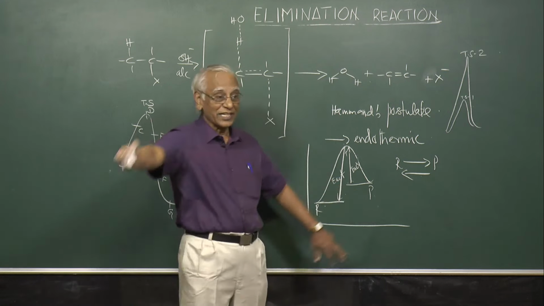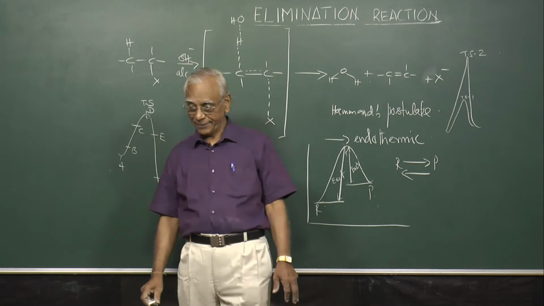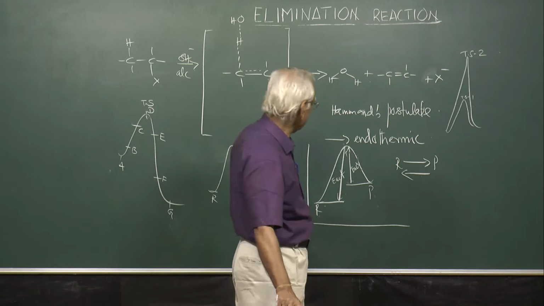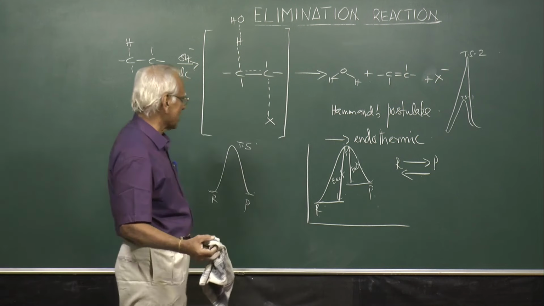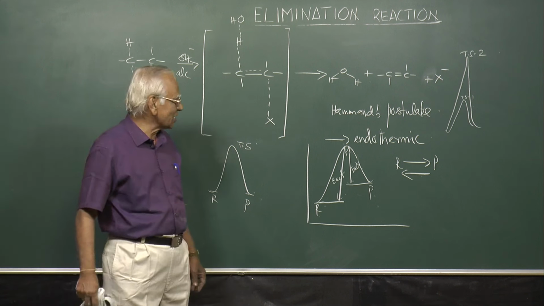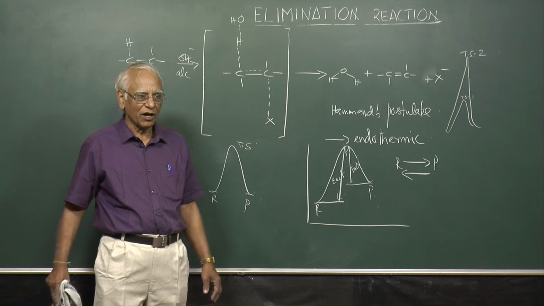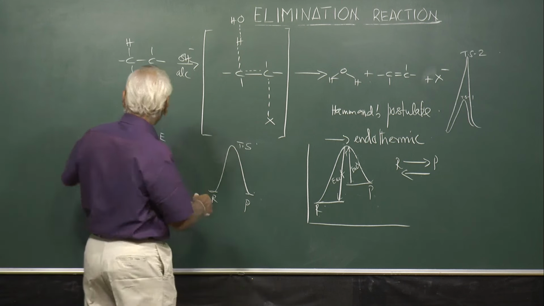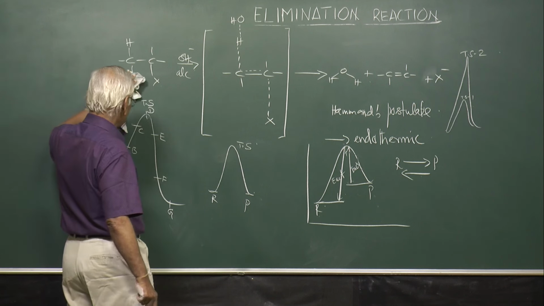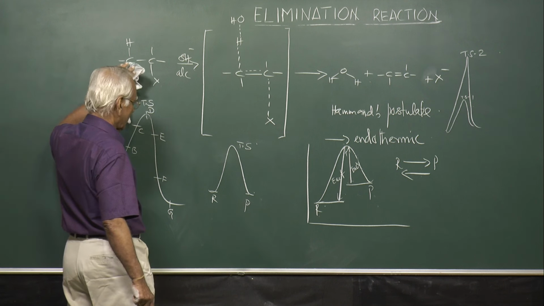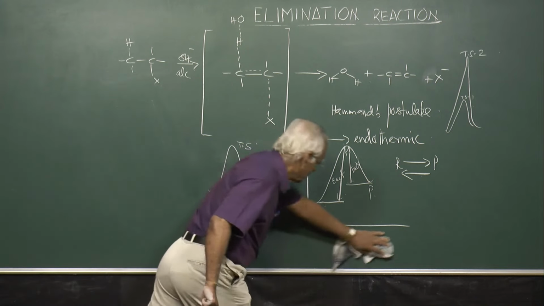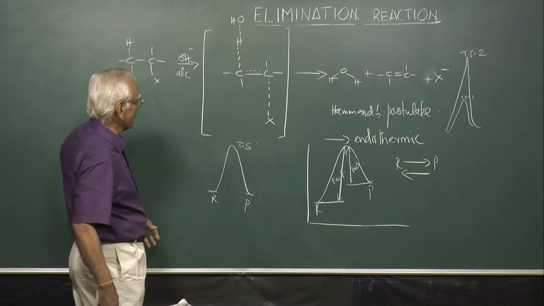So write Hammond's postulate now. Factors explaining the stability of the product also explain the stability of the transition state. And that is what we are going to do.